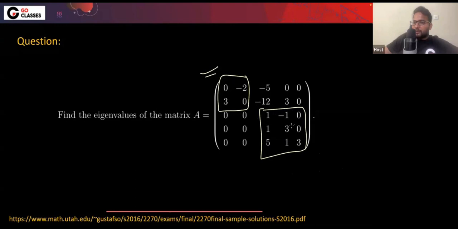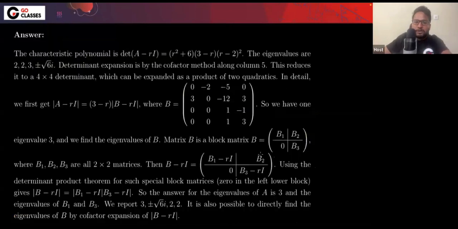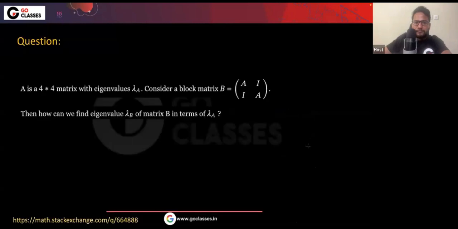Now to find the eigenvalues of this, you can again partition it, right? Then if you want to find the determinant of this, it is nothing but the determinant of this into the determinant of this, which is just 3 minus lambda. So they have again partitioned it. Anyway, you can do this, and the answer is on the next page.